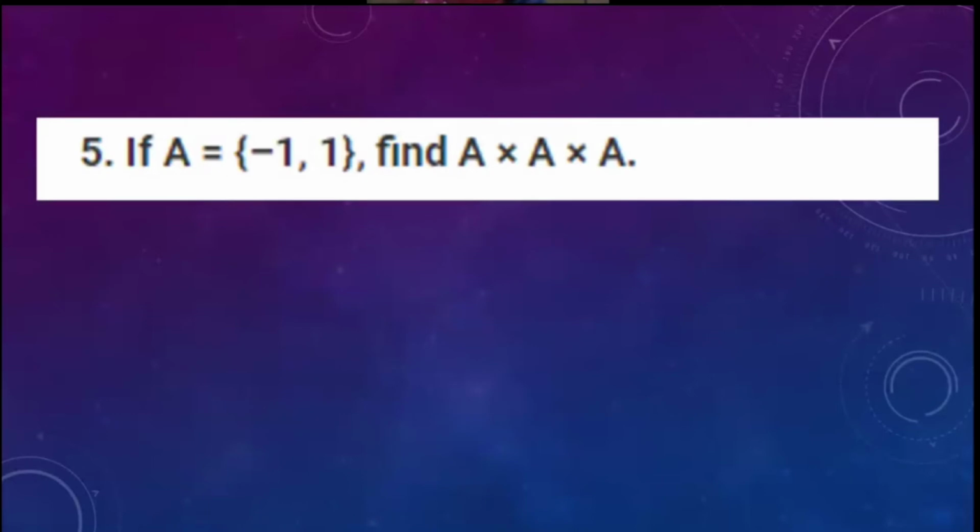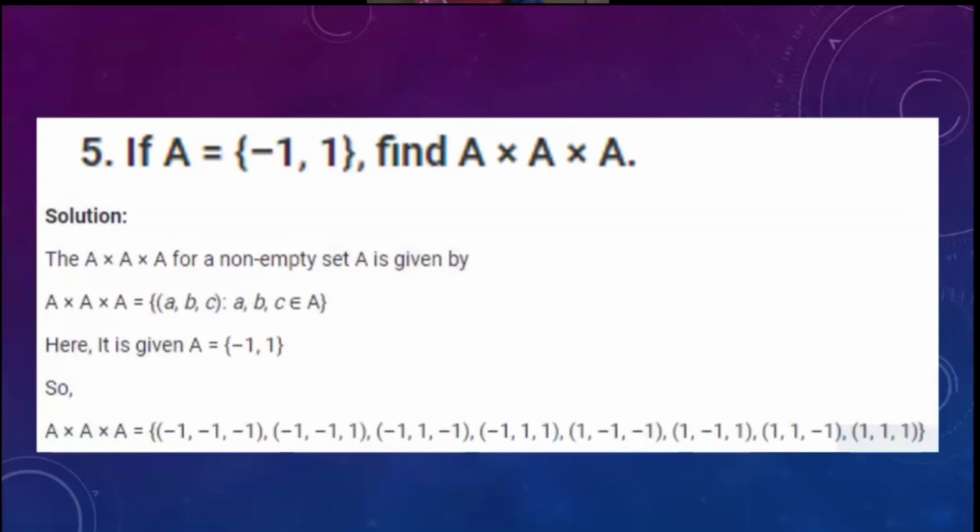A is given as a set with two elements, -1 and 1. You need to find A cross A cross A. That means first you need to find the set of the multiplication for two. First you find A into A. Here I wrote all the elements, but you take a notebook and do it separately. A into A means -1, 1, -1, 1. You multiply. That means you are going to get 4 ordered pairs.